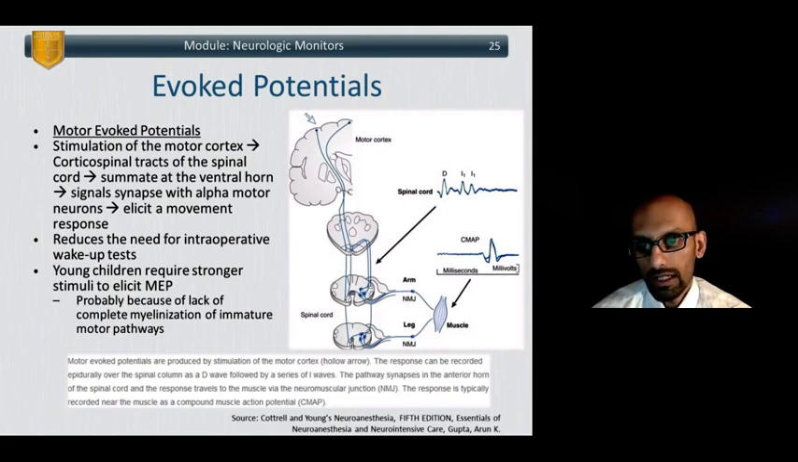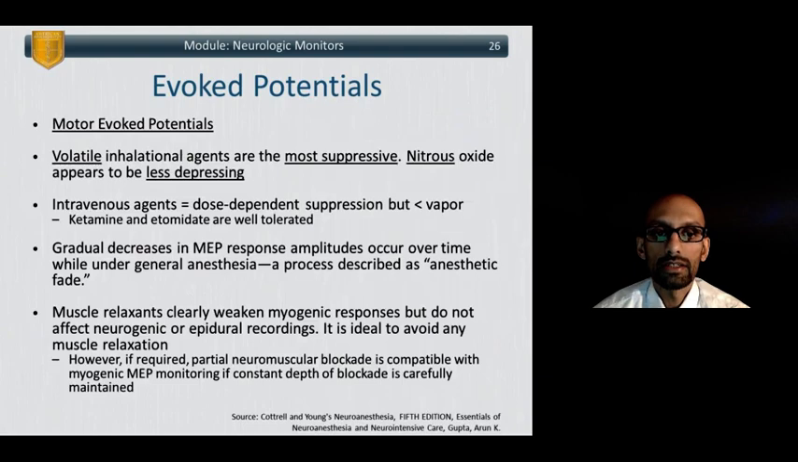And overall, you want to be careful about your level of paralysis. You should probably avoid it altogether when you're using motor evoked potentials. Now, volatile inhalational agents are suppressive here. Nitrous also as well, but to a lesser degree. Intravenous agents are dose-dependent, but overall far less impactful than using inhalational agents. Ketamine and etomidate are, again, well tolerated.